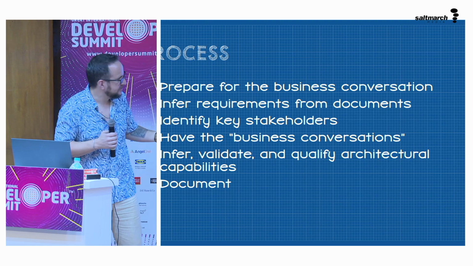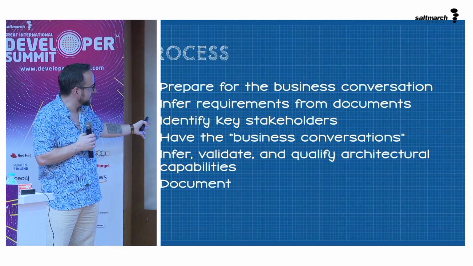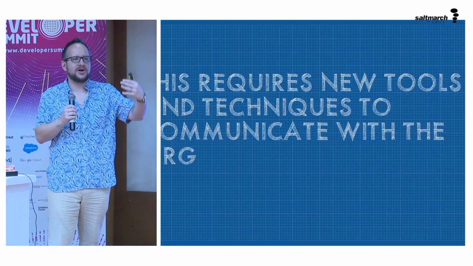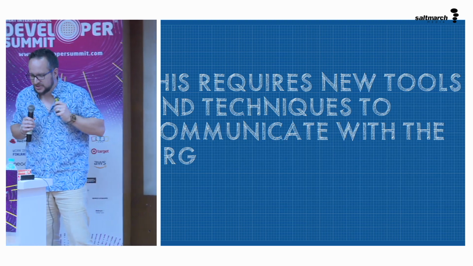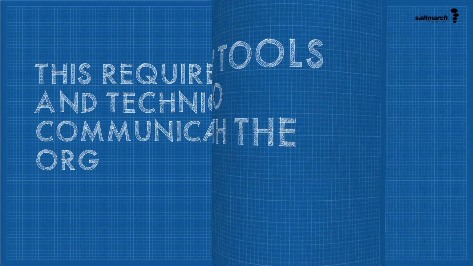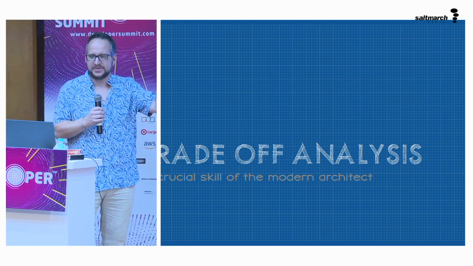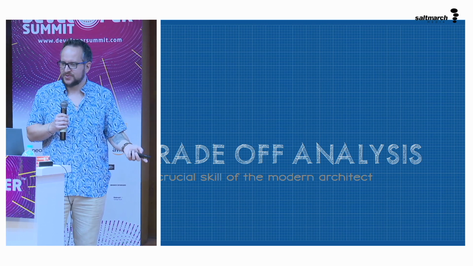So this is the process. Prepare, infer, identify the key stakeholders, have those business conversations, and then we need to validate, qualify and quantify these capabilities. Then we document the whole thing. And again, there are new tools. This is not something that we just graduate from senior developer to architect and suddenly become good at. A lot of the technical focused books don't give us all of those things. And we have to think about trade-off analysis. This is another crucial skill, because like I said, every time we make something stronger, something else gets weaker. So we have to prioritize these. And you're not going to get straight answers.